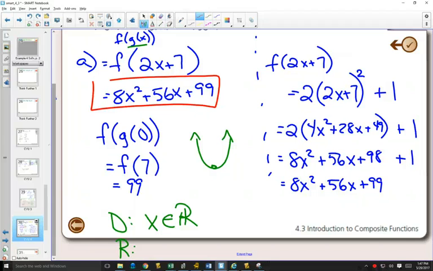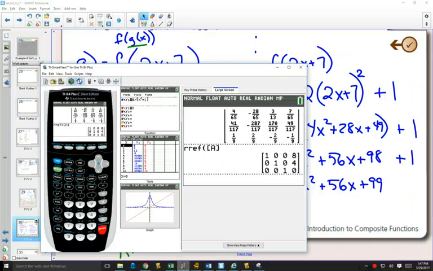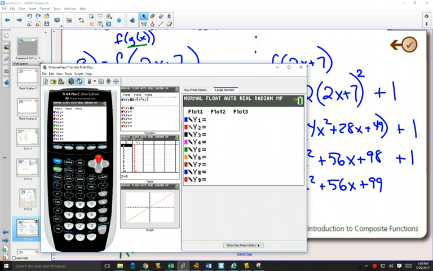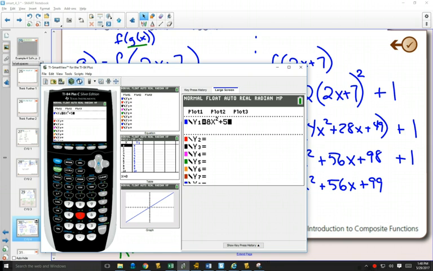I can tell you right now, with completing the square, we will get some fractions. We will get some decimals. So I'm going to type this into my calculator right now, just to make it a little bit faster. We had, what was the equation? 8x squared? Yes? 8x squared plus 56x plus 99?